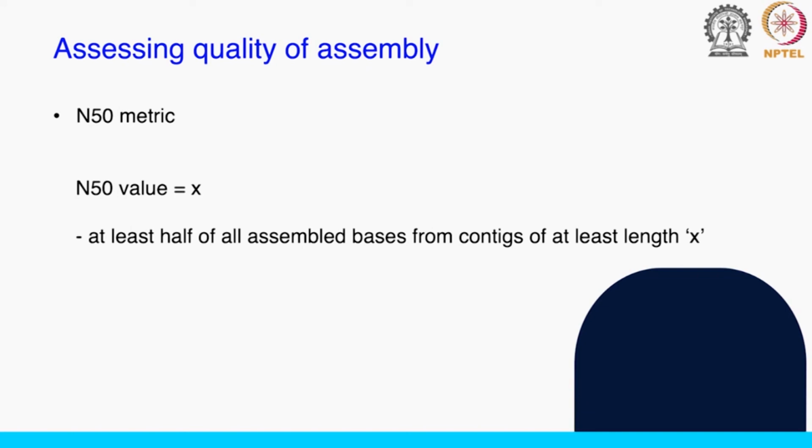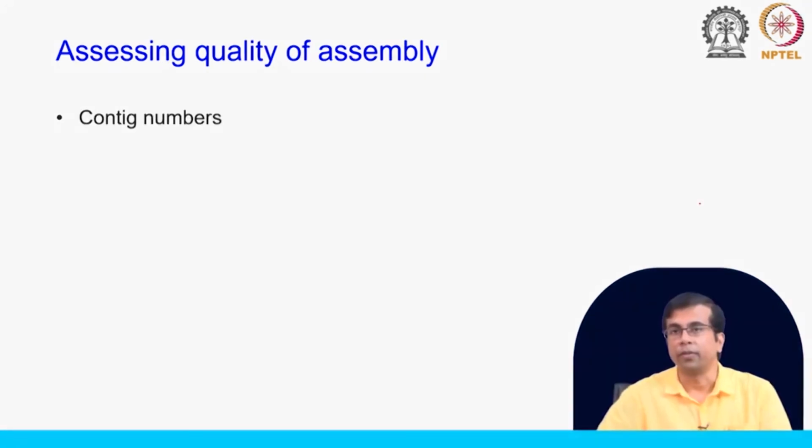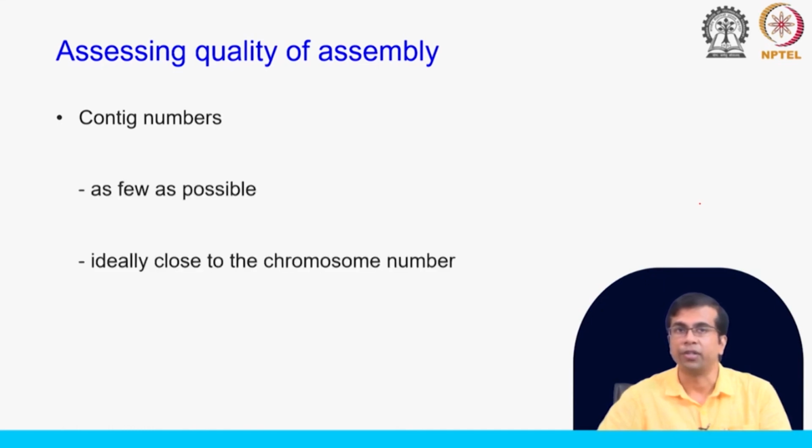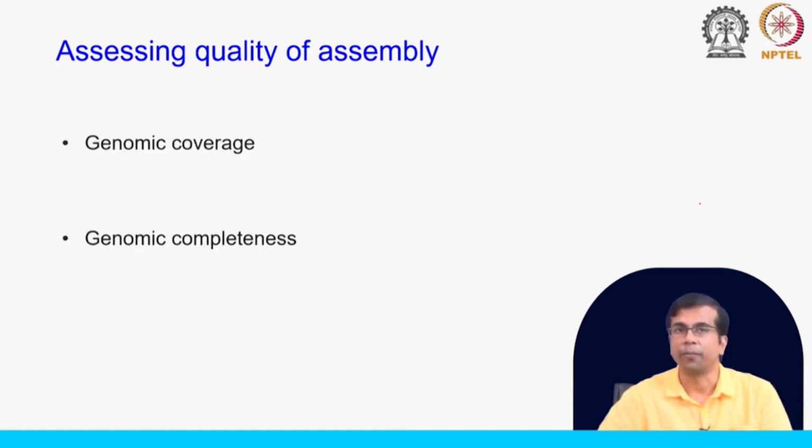You want this value to be higher, because that would mean you have managed to get close to the actual chromosome or genome. We also look at contig numbers, and we want these numbers to be small, as few as possible, and in an ideal world we want these to be close to the chromosome number.